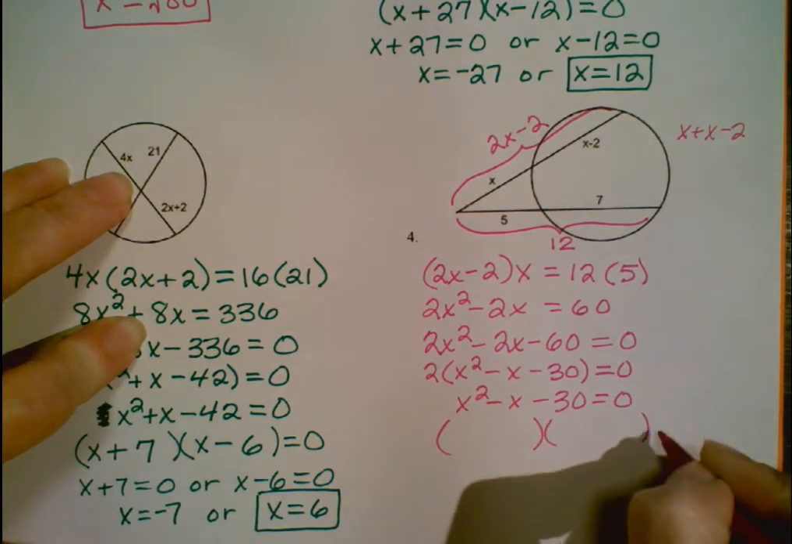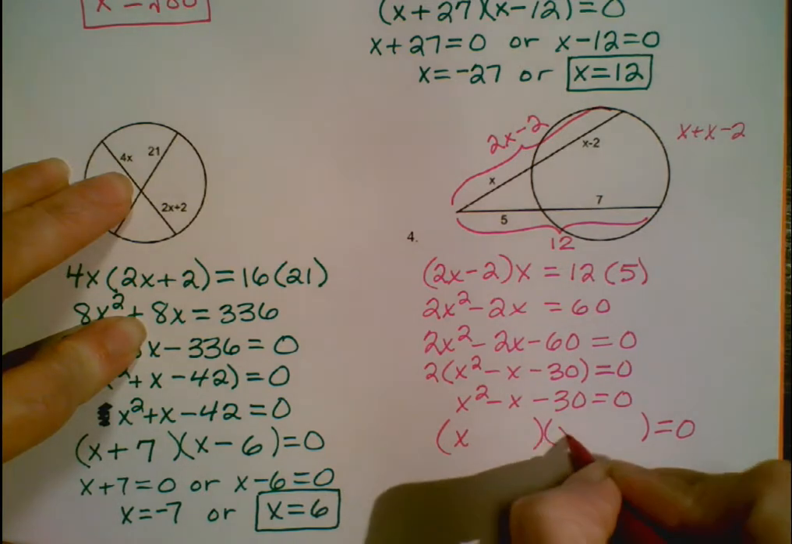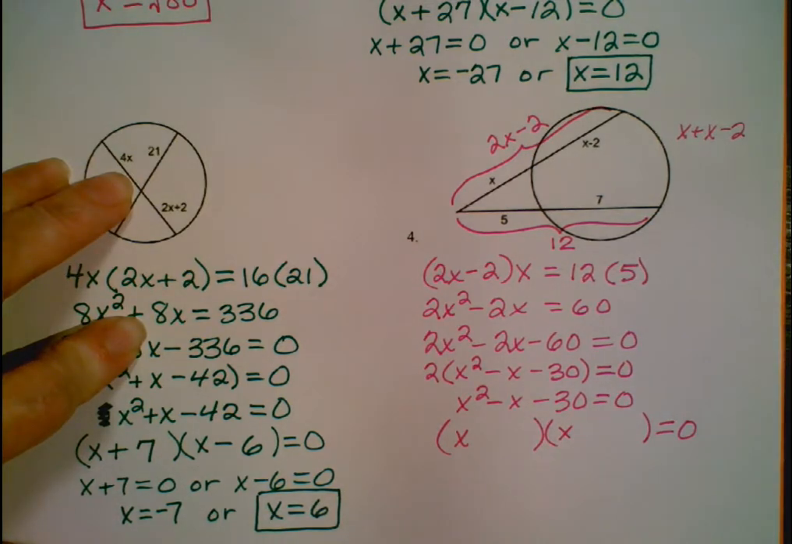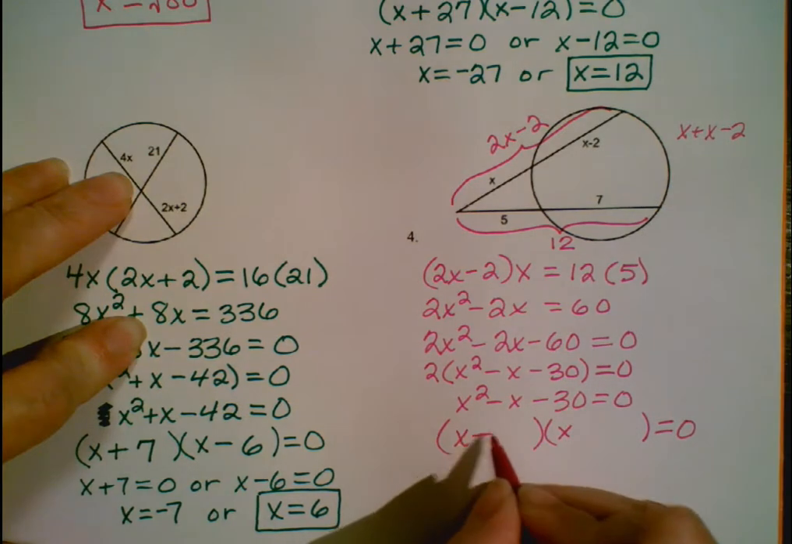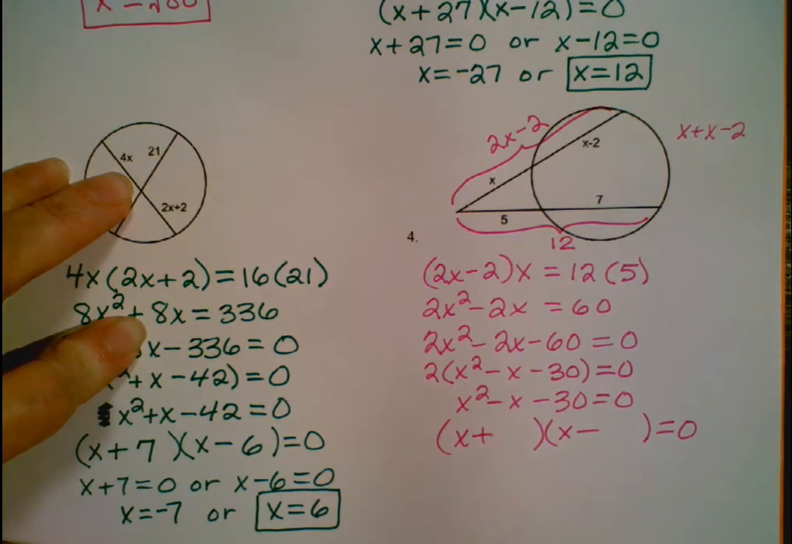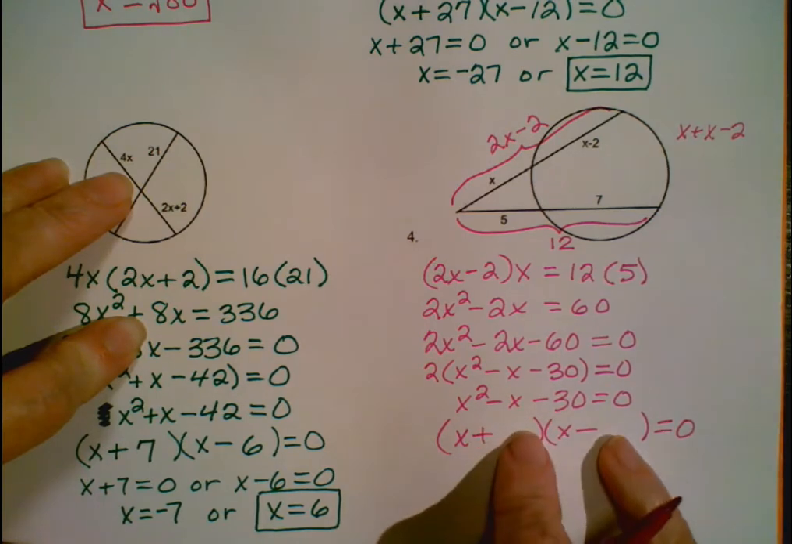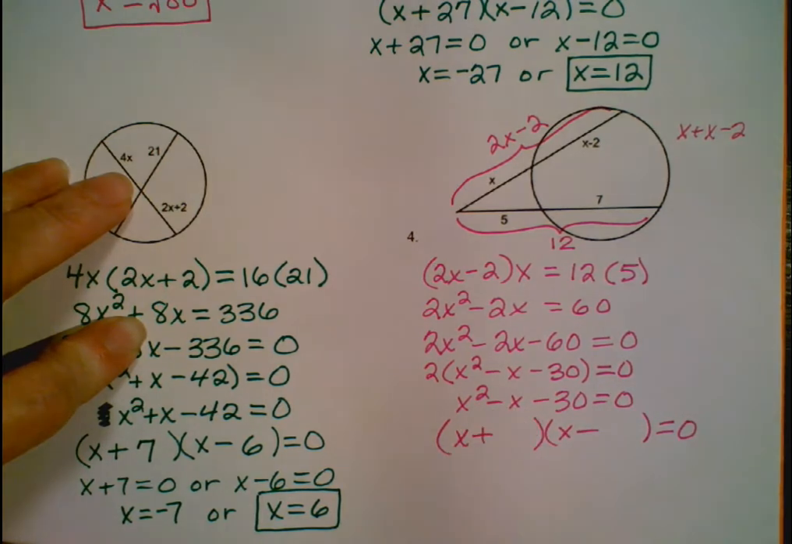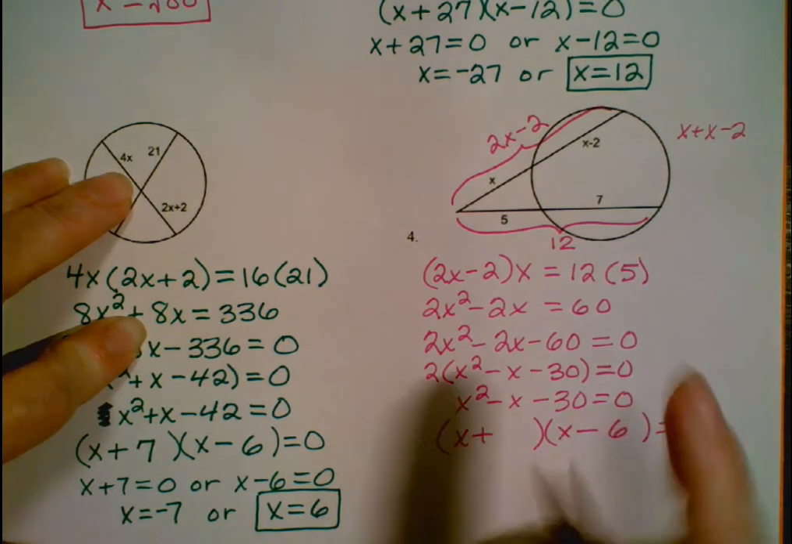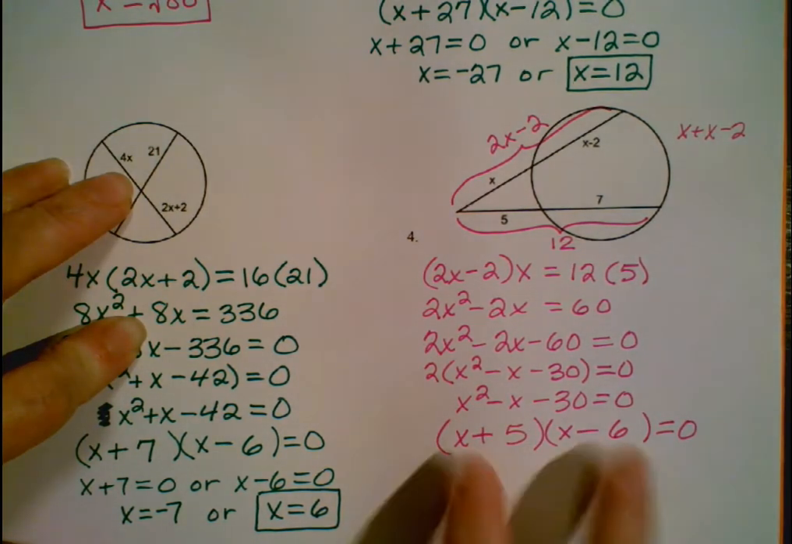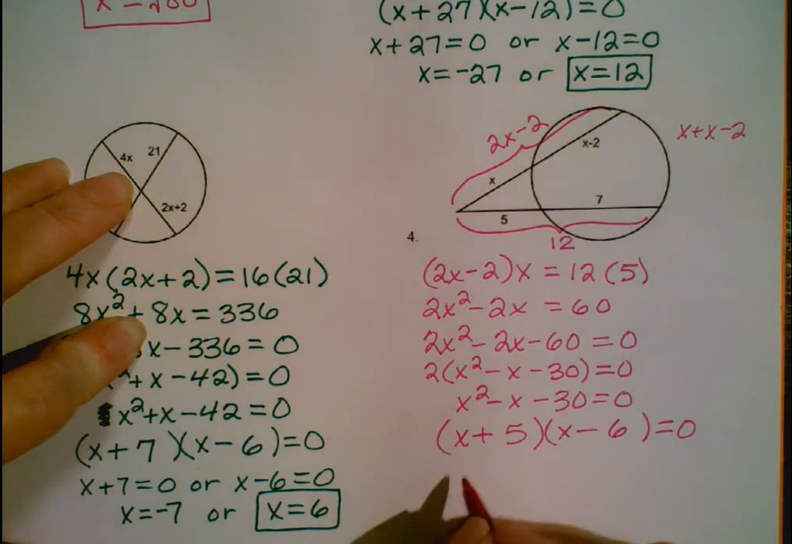All right, factor into two binomials. For the first term to be x squared, both first terms must be x. For the final term to be a negative 30, one term must be positive, the other negative. And their product is 30 and a difference of negative 1, so 6 and 5. 6 is going to have to go with the minus in order for that middle term to be minus. And we can check that. Negative 6 plus 5 is negative 1.